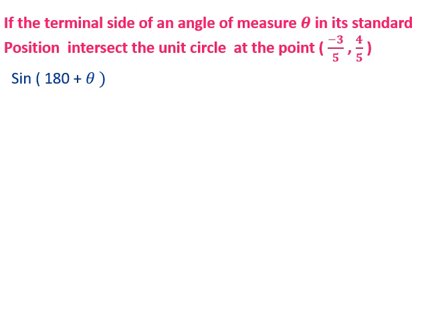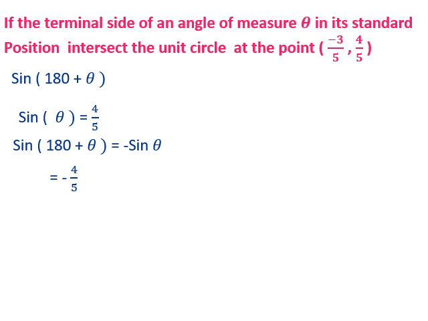180 plus theta means the third quadrant, and in the third quadrant the sine will be negative. Finally, it will be negative sine theta. How to get sine theta from the ordered pair? Sine theta equals 4/5. Finally, it will be negative 4/5.